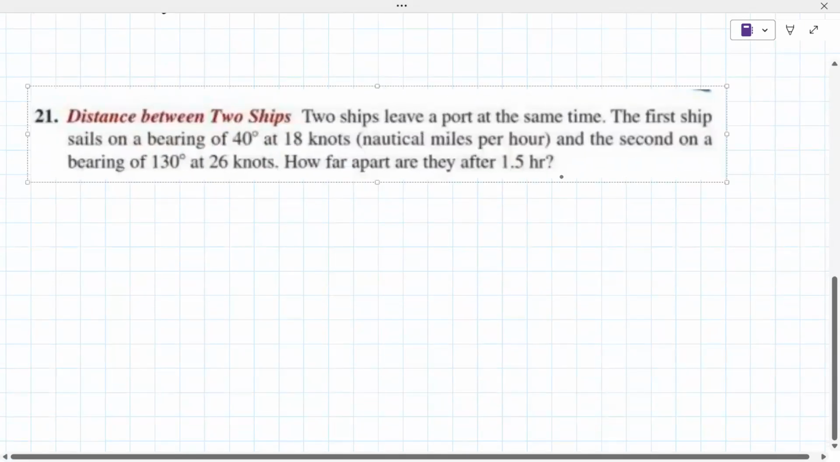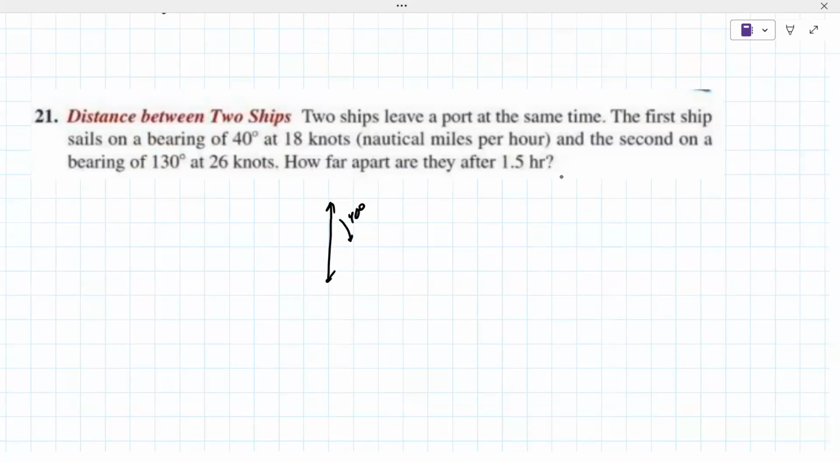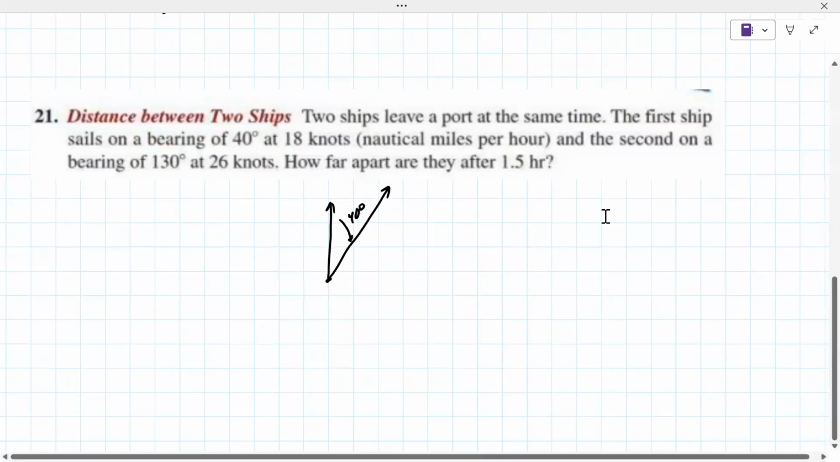But it's like a bearing of 40 degrees. It's like, what does that even mean? Well, it's from the north. So from the north, 40 degrees, you're going that way. That's the idea.